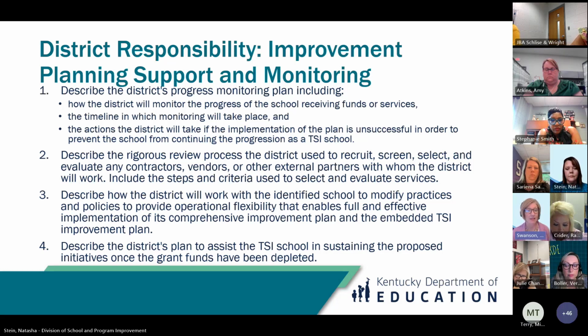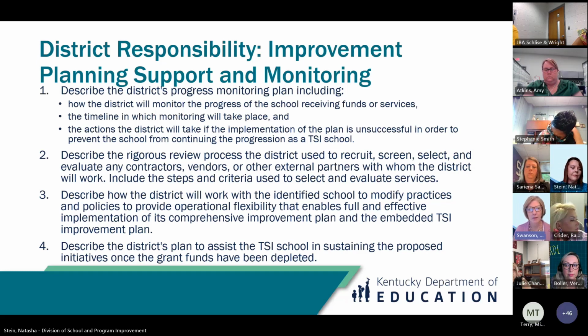You want to talk about, again, that timeline. Periodically isn't really a timeline, so you kind of want to think about, is this monthly? Is this weekly? Is it going to happen on the first of every month, the first leadership meeting of every month? So think about being specific.